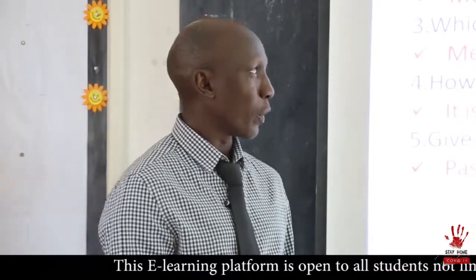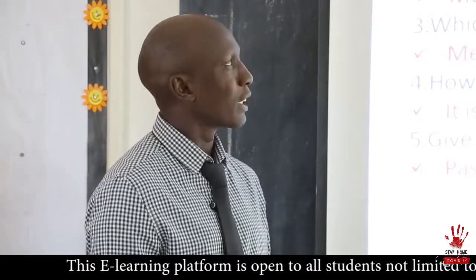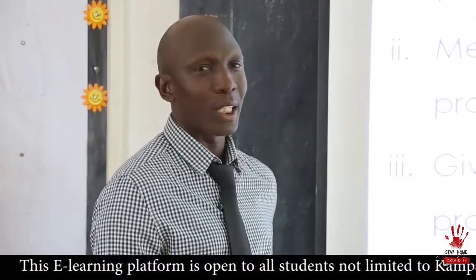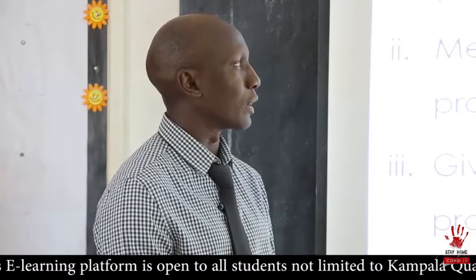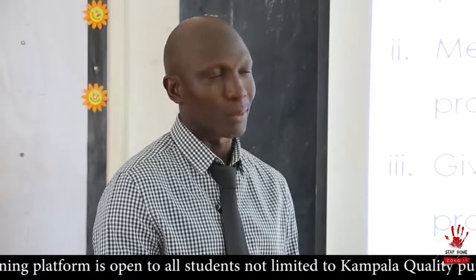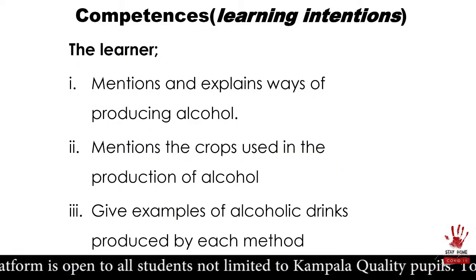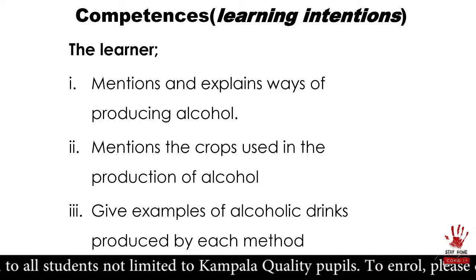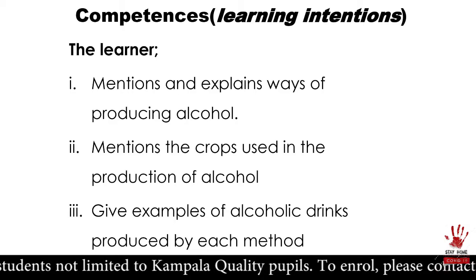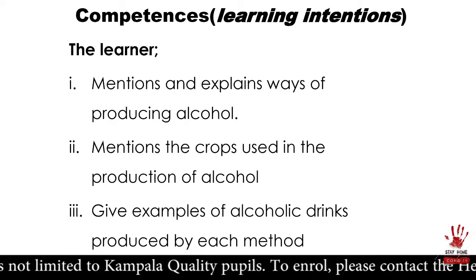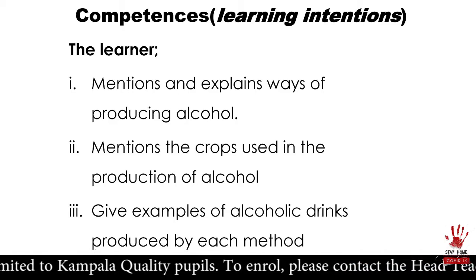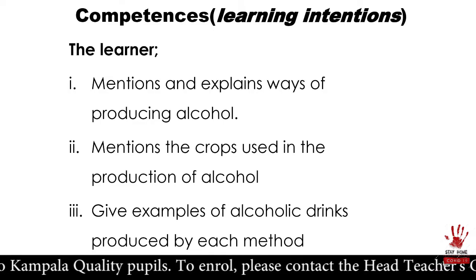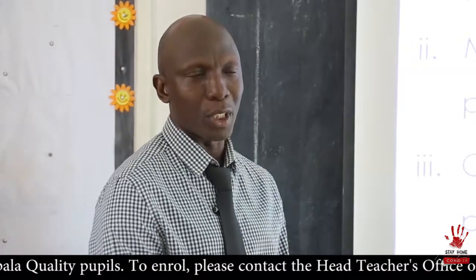So we are continuing with our alcohol topic. And today, we're going to look at the ways of producing alcohol. By the end of this lesson, you definitely get to know the ways of producing alcohol. Two, you are going to know those crops which are basically used in producing alcohol. Three, you are going to be able to give me examples of those alcoholic drinks produced by each of the methods you shall be looking at.